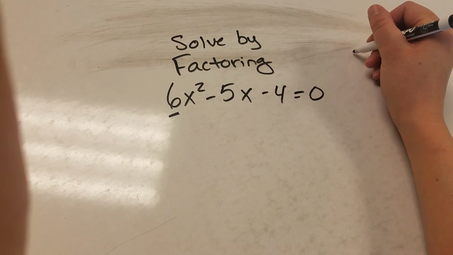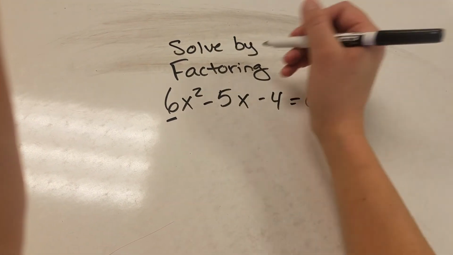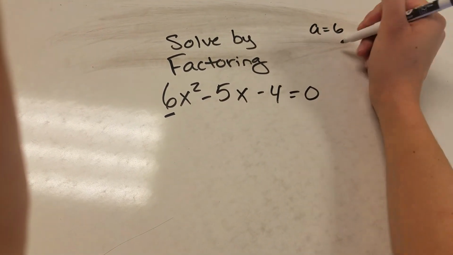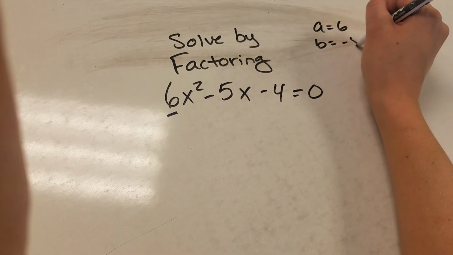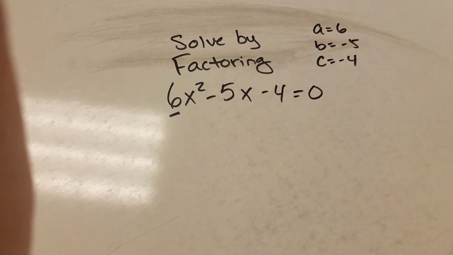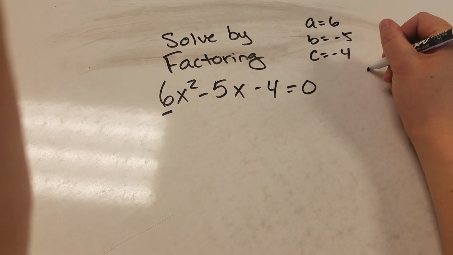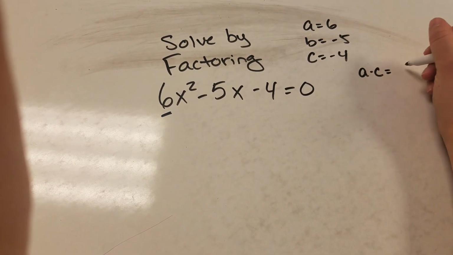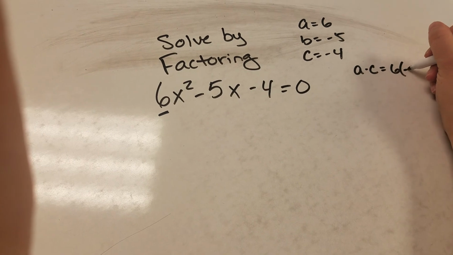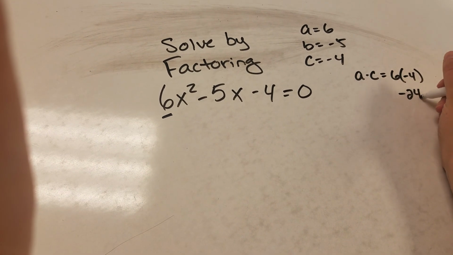So the first thing we're going to do is list our A, B, and C. So in this case, A is 6, B is -5, and C is -4. The next step is going to be to multiply A and C to figure out what we need to factor. So we have 6 times -4 is -24.